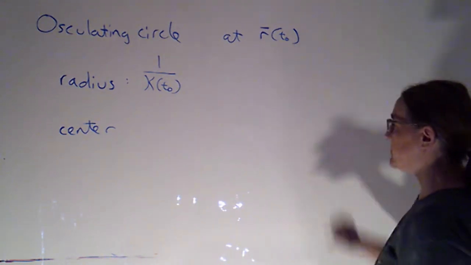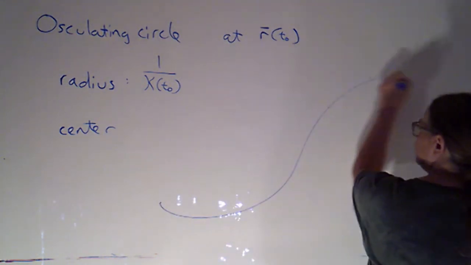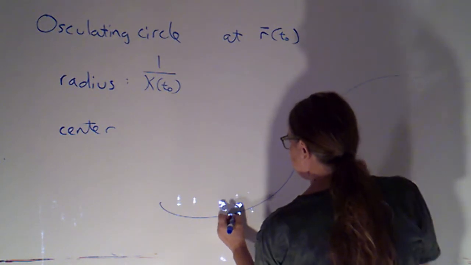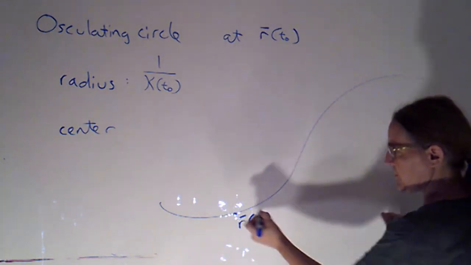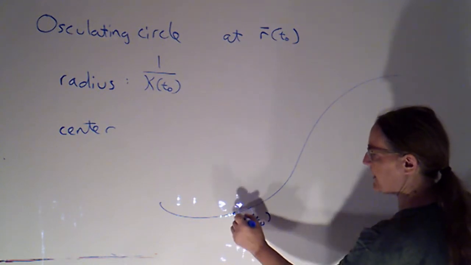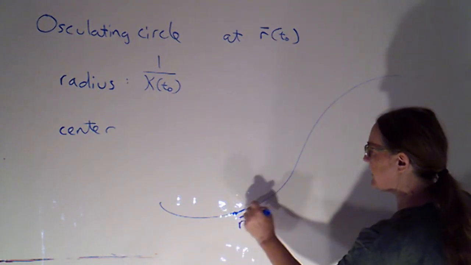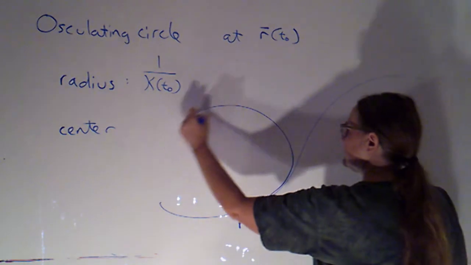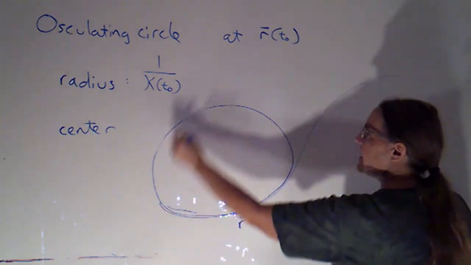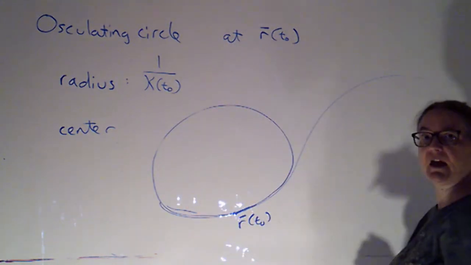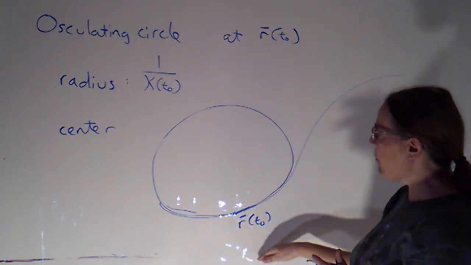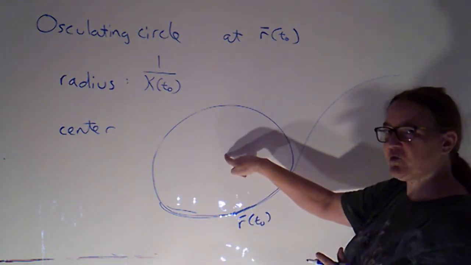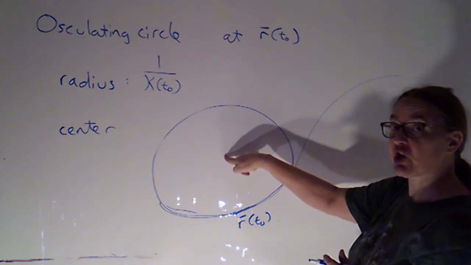Now, where do I put the center? Let's say this is my r of t naught. I want the circle to actually pass through this point. The osculating circle would be the circle that best lined up with the curve. It would look something like so. I can see that I want that center to be on the concave side of the curve.